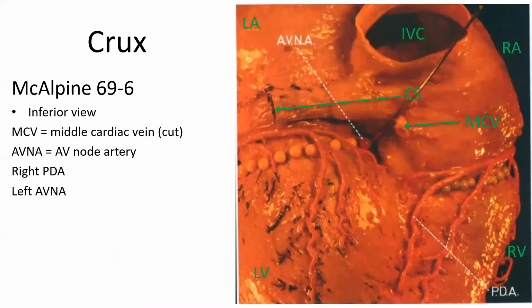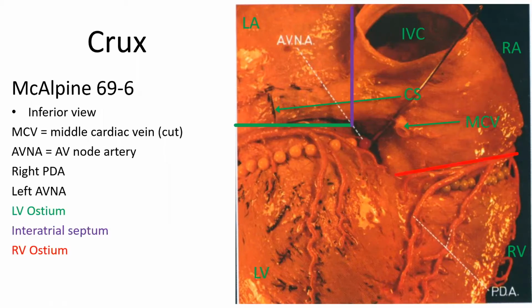So looking at an actual specimen here, we see that the middle cardiac vein has been ligated. There's a needle poking into this inferior pyramidal space and probably poking into the AV node itself and reflecting back that right atrium. We see a right PDA, a left PL system, and a left AV node artery. And here we can really see how that crux doesn't hold up in shape. So we see the LV ostium, the interatrial septum, the RV ostium, and the interventricular septum in this diagonal connection, which looks nothing like a cross to me.